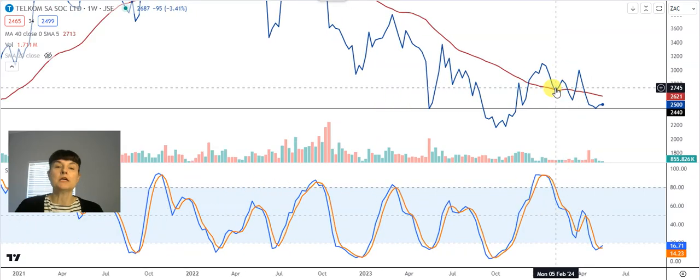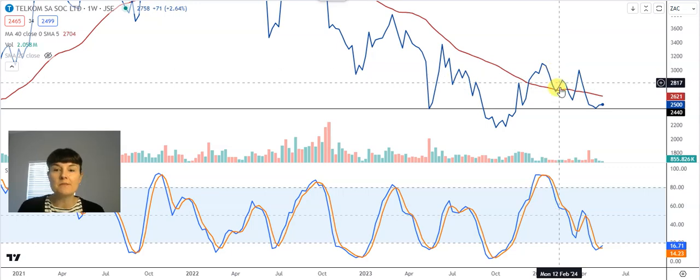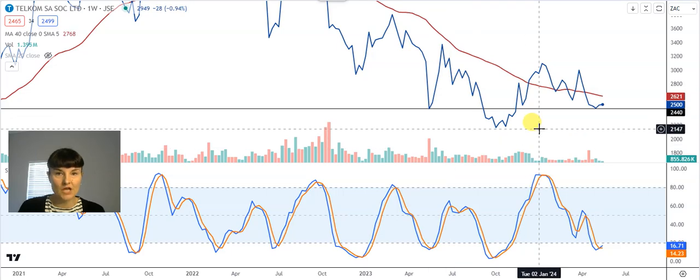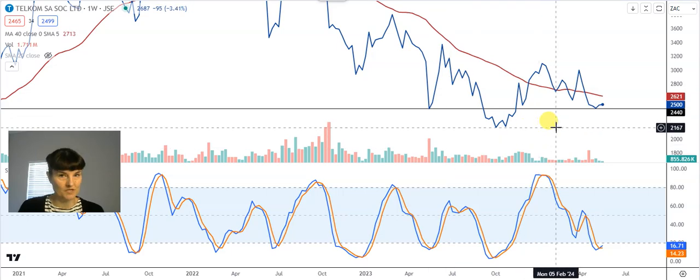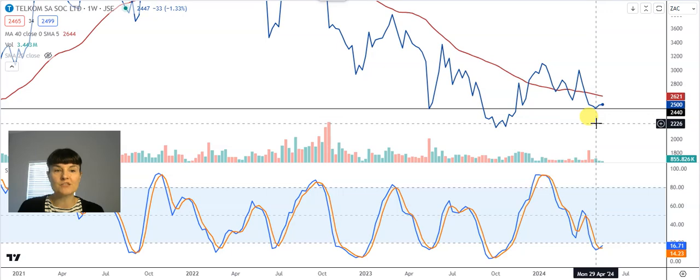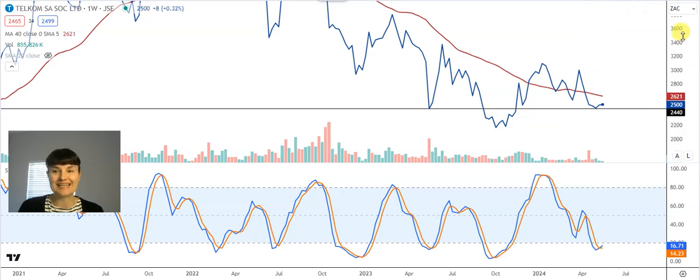Very important, keep to your position size. Don't overexpose yourself to any share. We know they've got a lot of work ahead of them, but the technical graph is implying that optimism might be possible here if that level of 24.47 remains in place.